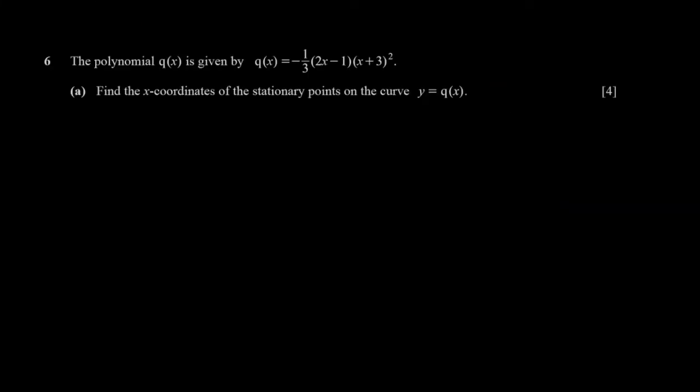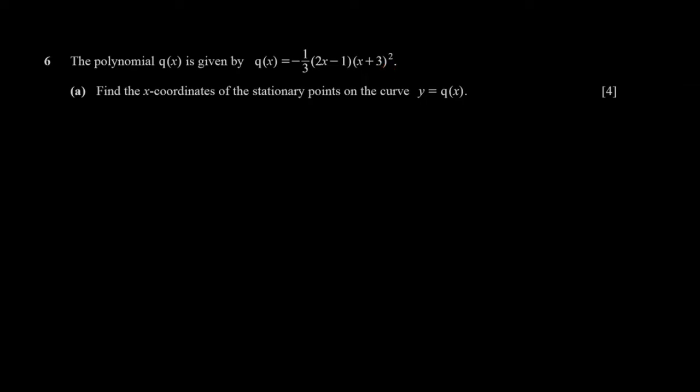Okay, so here we are in question 6. We've got a polynomial q, which is given by that. We want to find the x-coordinates of the stationary points of the curve. Now, what we've got here is the product of two functions, right? We've got this function here, negative a third (2x minus 1), times by this function here, (x plus 3) squared, right? So we've got two functions multiplied together.